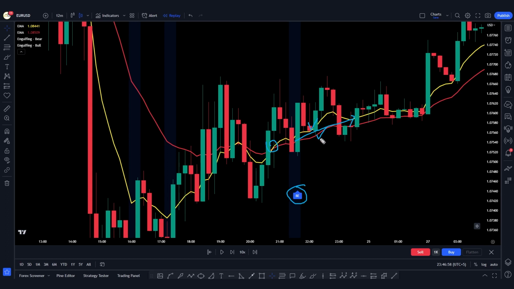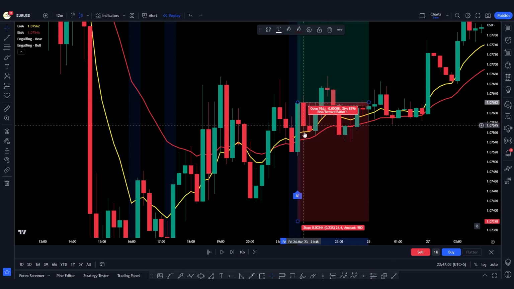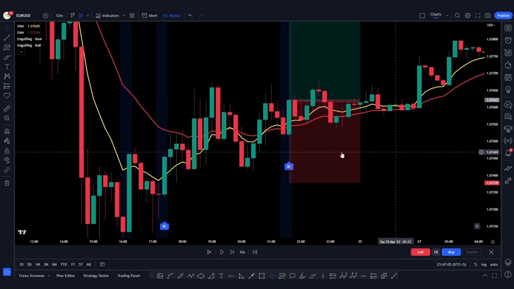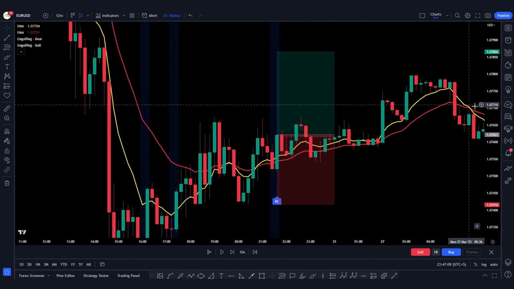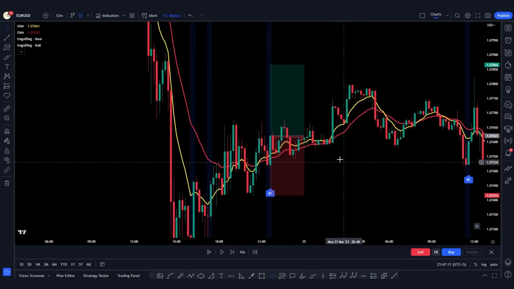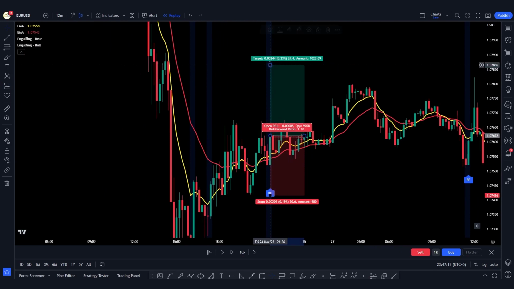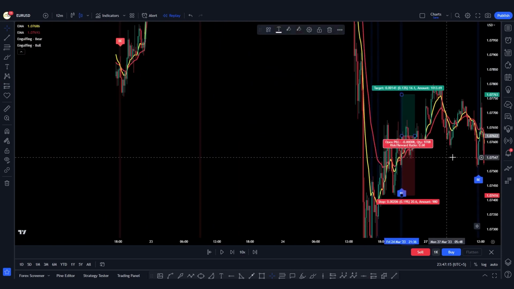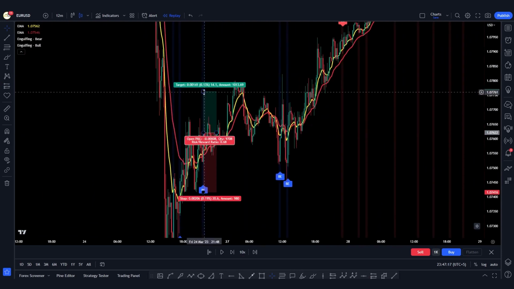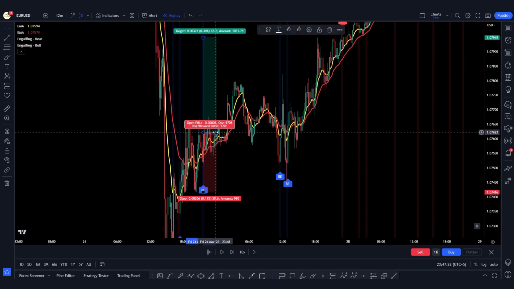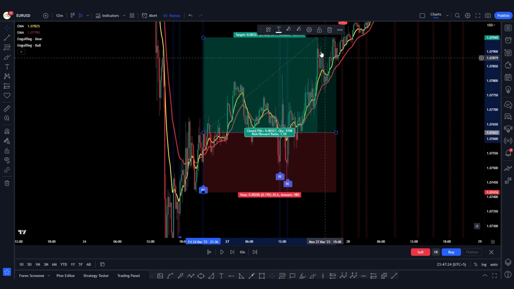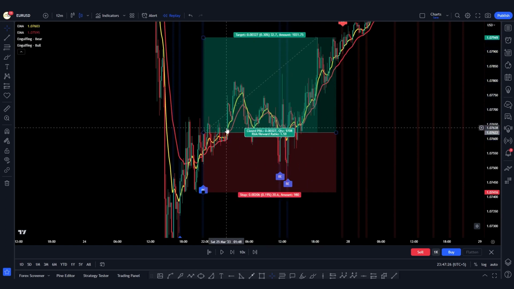Once these two conditions are satisfied, we can take a long position at the close of the candle where the bullish engulfing candlestick pattern is forming, put our stop loss at the last swing low, and target a 1.5 risk to reward ratio. Let me adjust our take profit level, and here we can see that our take profit level has been hit, and this trade is easily a profitable trade of 1.5 risk to reward ratio.